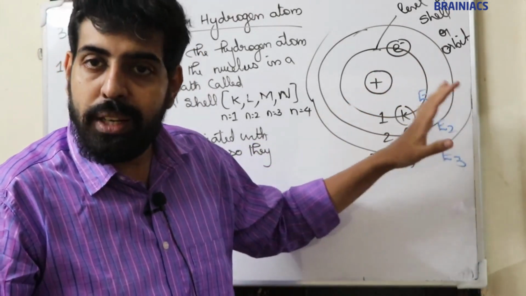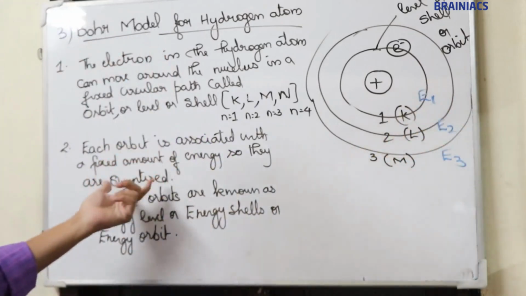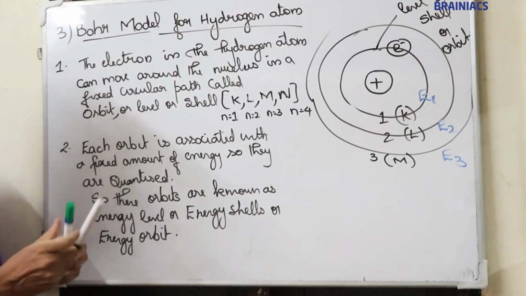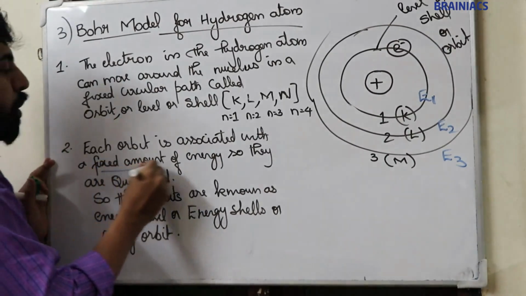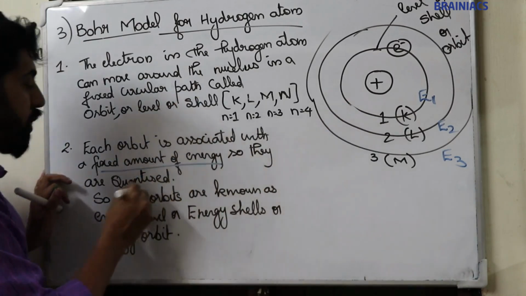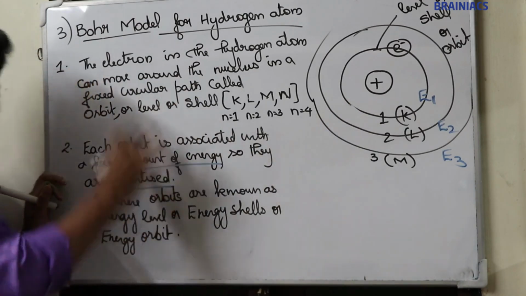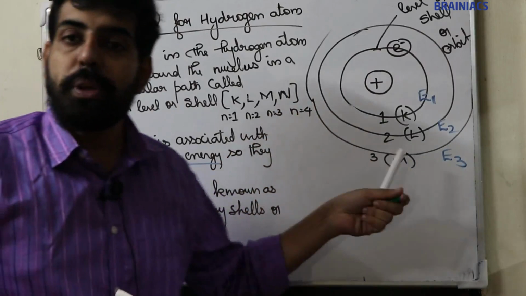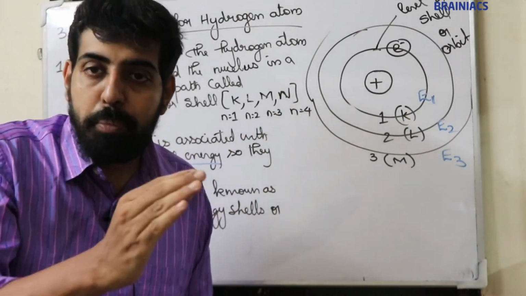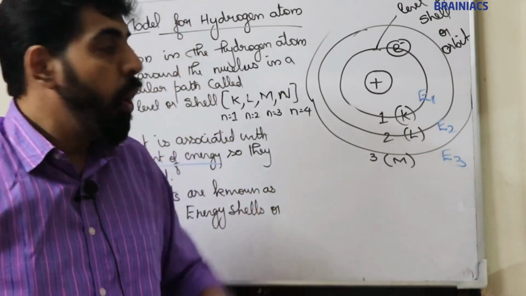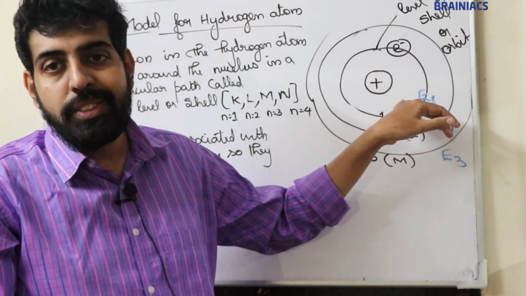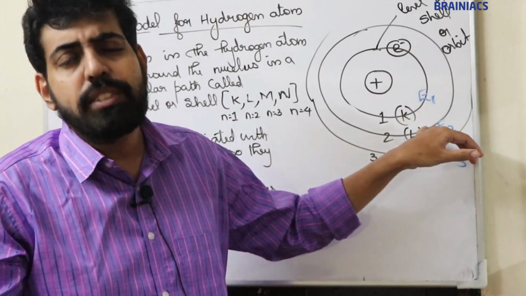So in a single term we can say that they are quantized. Each orbit has a fixed amount of energy. Instead of saying fixed amount of energy, we use a single word, quantized. Quantized means fixed energy. So each orbit is quantized, which means they possess a definite amount of energy. If the first orbit has E1 energy, the second orbit will have different energy, let it be E2.